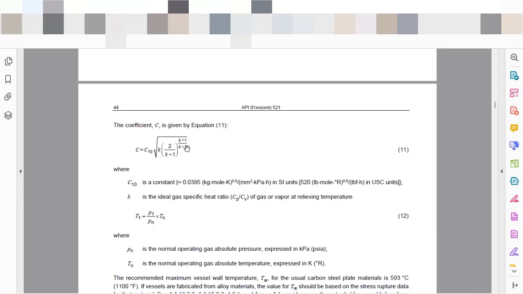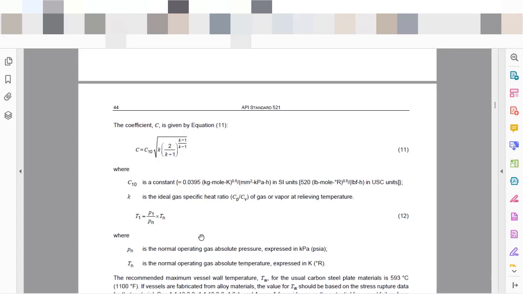Moreover, to find the value of K, that is Cp divided by Cv, I need to consider it at the pressure relief setting or at the set point of my pressure relief device, and also the temperature of release. That depends on this equation.